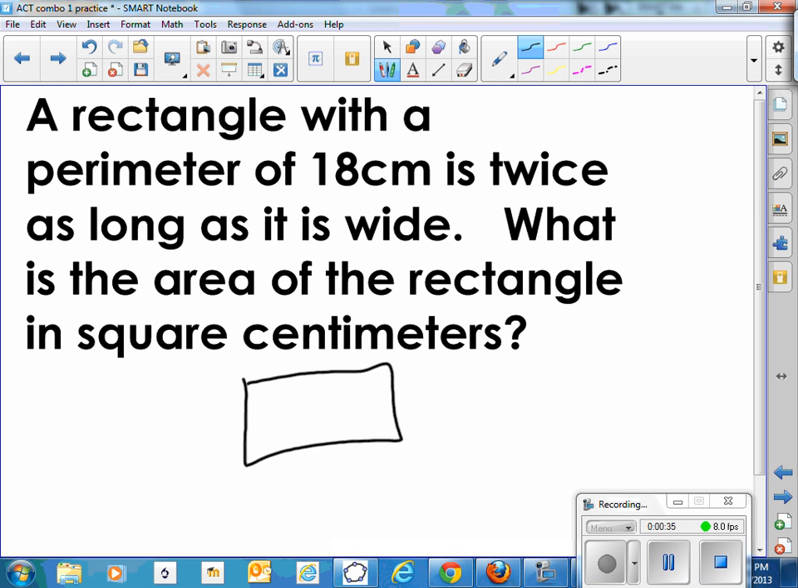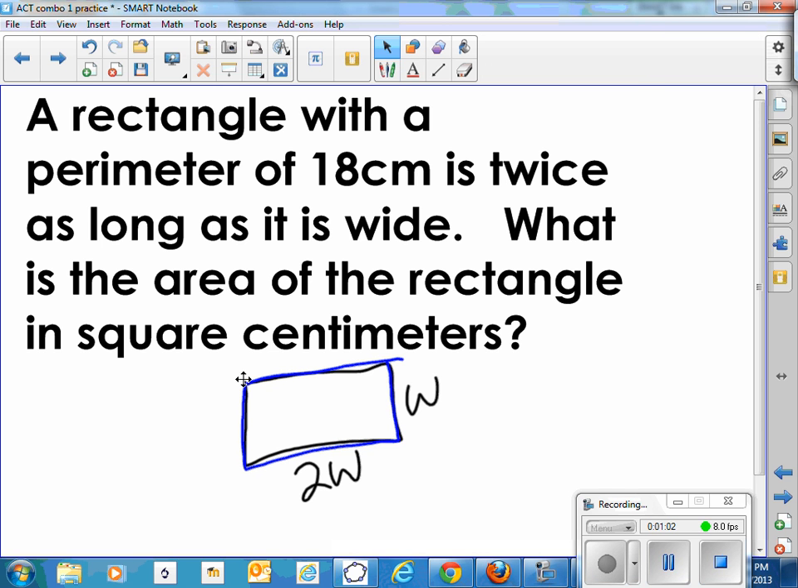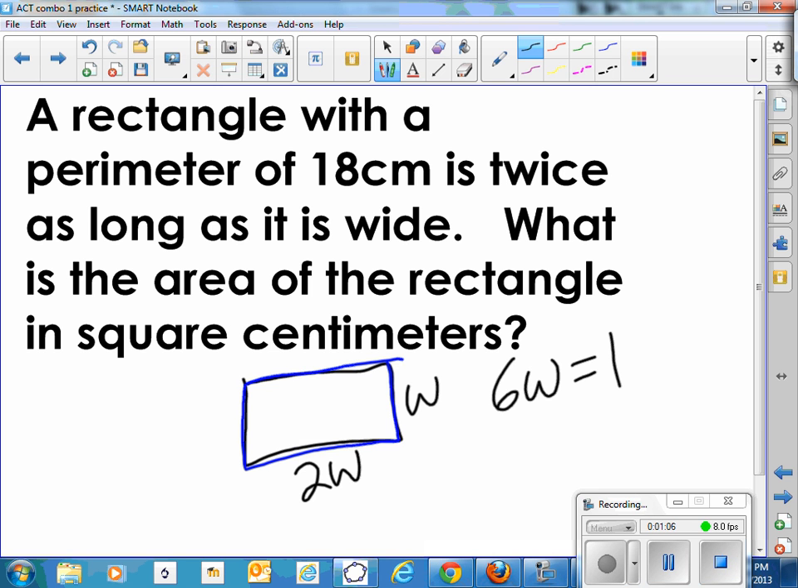If I call that the width, the length is twice as long. So instead of calling it L for length, let's call it 2W. Now, perimeter we know the length of. As we go around this, we have 1W, and 2 more would be 3, and 1 more would be 4, and 2 more would be 6. So we know that the perimeter is 6W, and they tell us that is 18 centimeters.